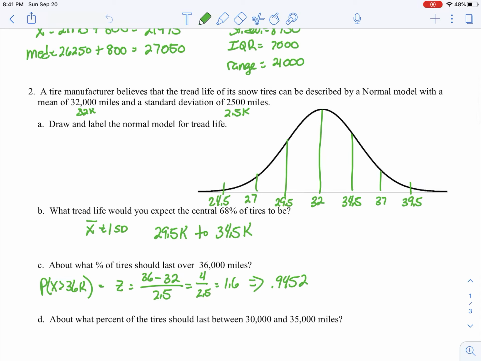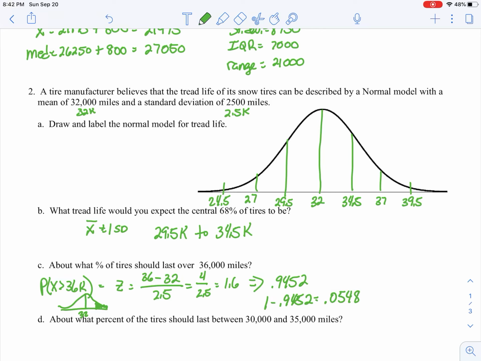Okay. However, what I failed to do was draw my picture of this. A tiny picture of it would have been a mean of 32 in the middle. Here's 36 over here, and we're trying to find that shaded region. This shaded region is not 94%. So this was a problem where we needed to go 1 minus. So 1 minus 0.9452 is equal to 0.0548.